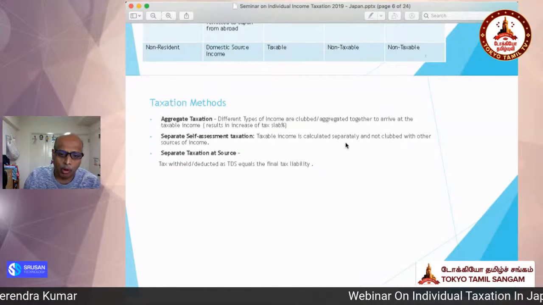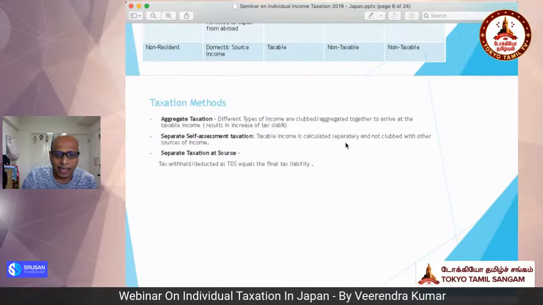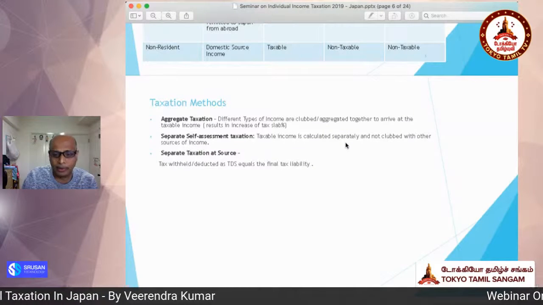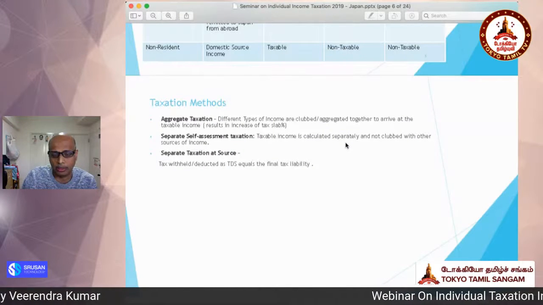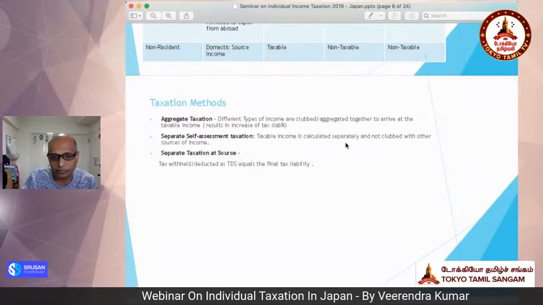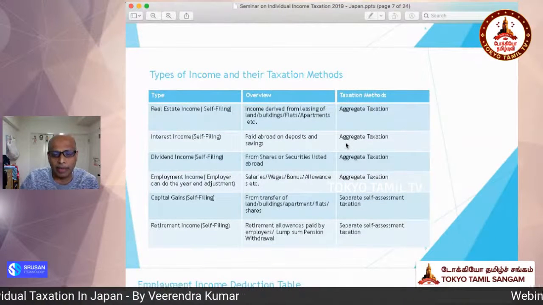And other than that, you also have a separate taxation at source, wherein the TDS generated from the income is equal to your tax liability, which means that you need not declare it again for the taxation in your final tax return. So these are the types of income and the taxation methods.